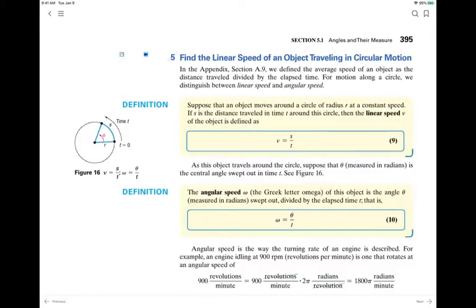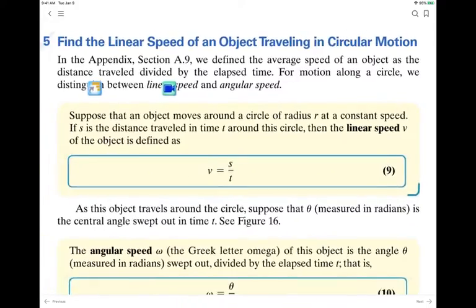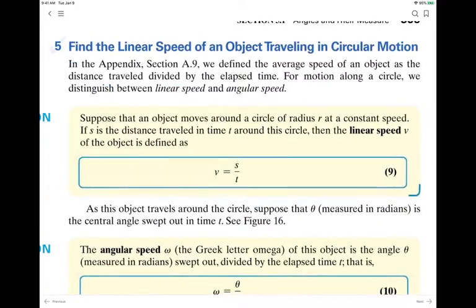So what this one is referring to is the linear speed of an object traveling in circular motion. It says, suppose that an object moves around a circle of radius r at a constant speed. If s is the distance traveled in time t around the circle, then the linear speed of the object is defined as this. So the linear speed is going to be the arc length over t, right? So given arc length and given the time, we can get the linear speed.